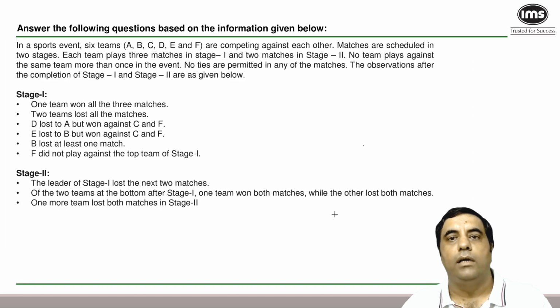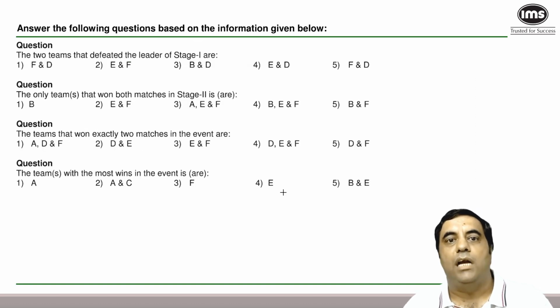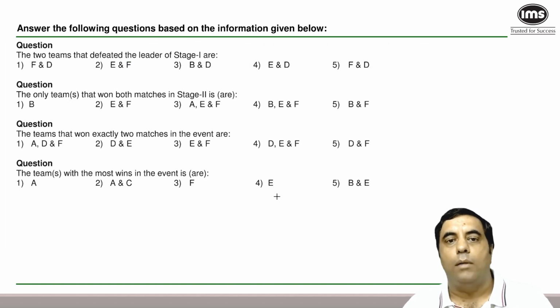Let's look at the data and also the questions that follow. Looking at the questions first: the 2 teams that defeated the leader of stage 1 are, with options given. Similarly, the only team or teams that won both the matches in stage 2 are the team that won exactly 2 matches in the event. Again, options are there. Along with that, the team or teams with the most wins in the event. Now, if you look at these questions, the answers are unique. That means there's no possibility of this or this.